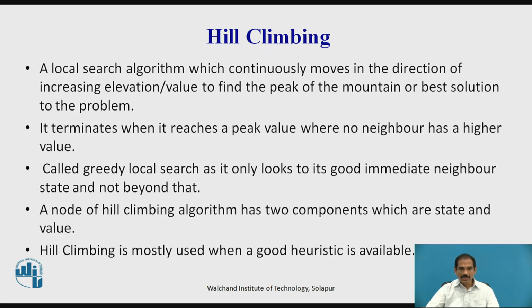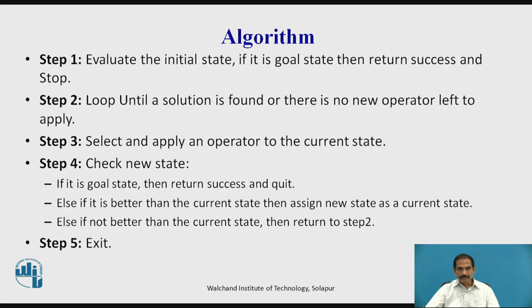It is also called a greedy local search, and it only looks to its good intermediate neighbor state and not beyond that. A node of the hill climbing algorithm has two components, that are a state and a value. So we are going by values associated with a particular node, and therefore we call them heuristic. So hill climbing is mostly used when a good heuristic is available in our particular scenario.